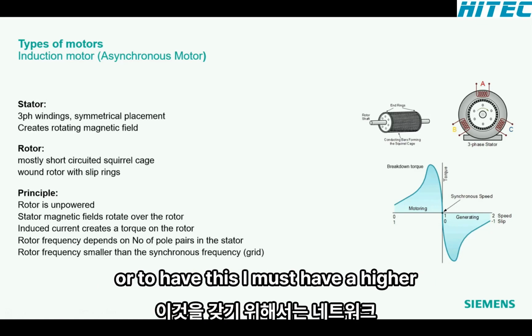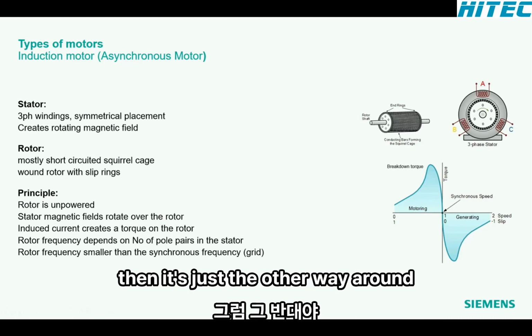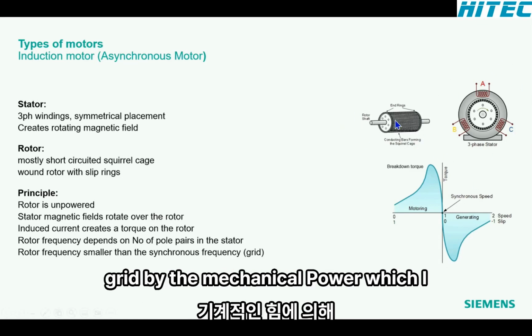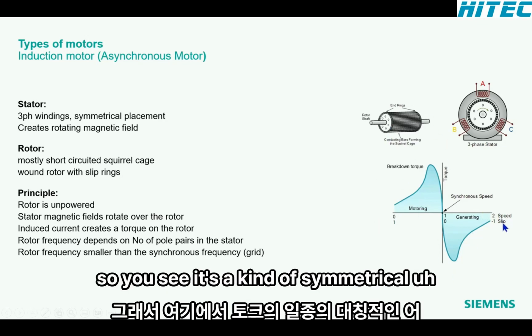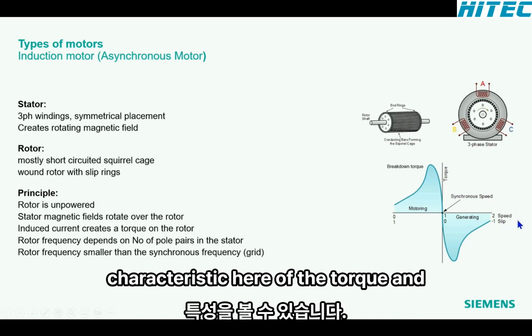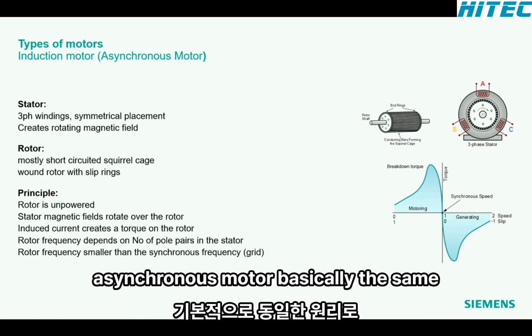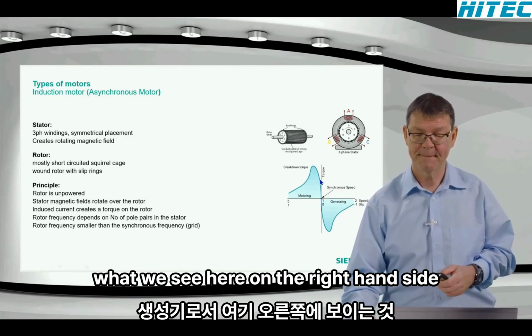For this, I must have a higher rotor speed than the network frequency. Then it's just the other way around. Then I push electrical power into the grid by the mechanical power which I apply on the rotor. So you see it's a kind of symmetrical characteristic of the torque. And as with the synchronous motor, also the asynchronous motor, basically the same principle can work also as a generator, what we see here on the right-hand side.